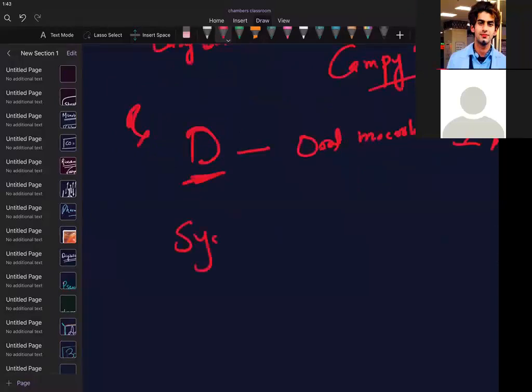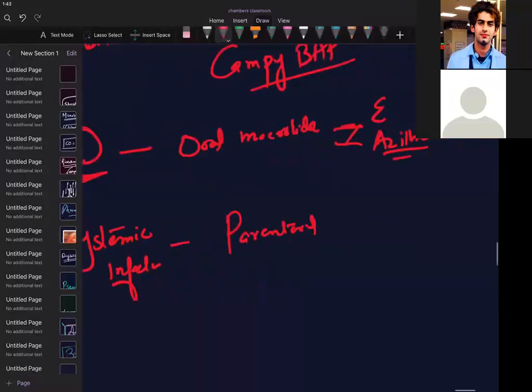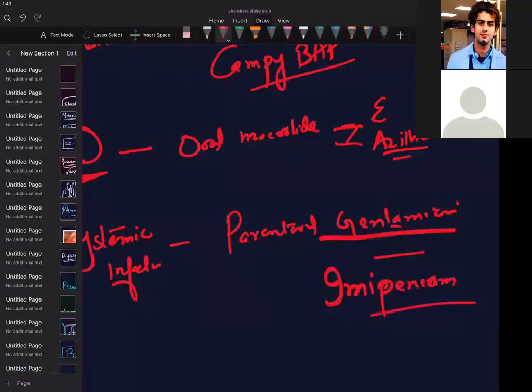For systemic infection, you will give parenteral therapy, meaning IV or IM: gentamicin, or imipenem or meropenem can also be given. So gentamicin, remember. I hope this is clear.